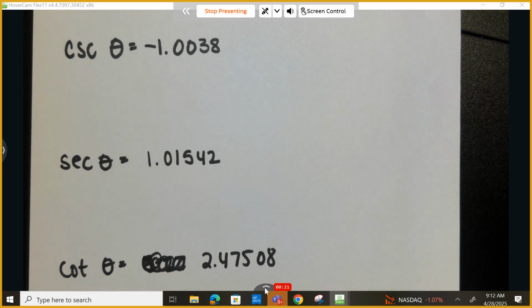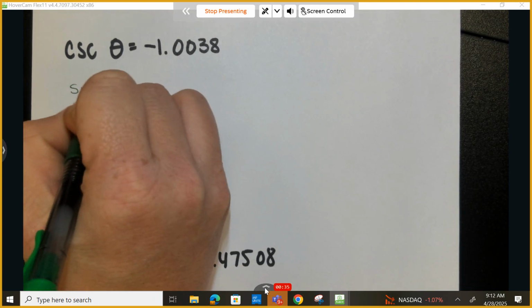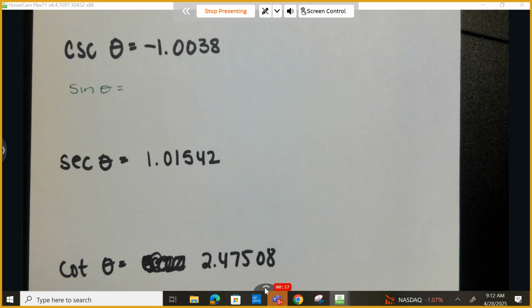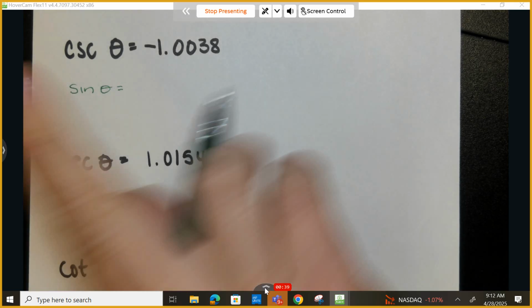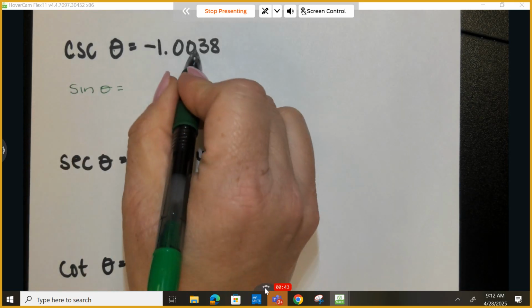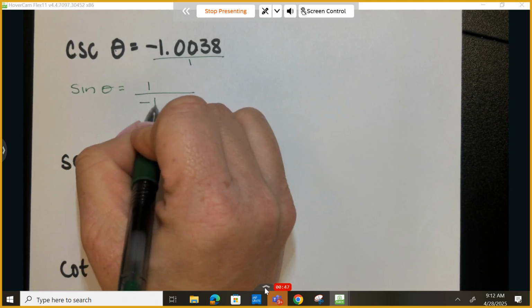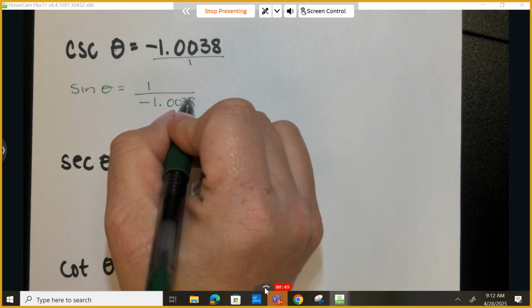Please write down the first example, the cosecant theta equals negative 1.0038. So what we know is we know that there's a relationship between cosecant and sine. So I'm going to write the sine of this function. Now what is the relationship? They are inverses, they are reciprocals of one another. So I know that if the cosecant equals this value, then the sine is 1 over negative 1.0038.